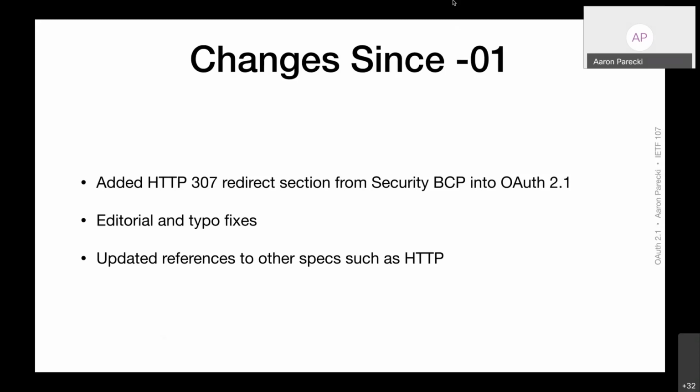I have gone ahead and made a couple of the changes that's been discussed on the list since then. So mainly, there was a section around HTTP redirects in the security BCP that I guess we just forgot to bring in the first place. So that's now been added. There was a bunch of editorial typo fixes that have been made as well. There's also now some of the references have been fixed since things like HTTP have also evolved since 2012. So a lot of the references that were in the original documents are now updated to the more modern equivalents of those references.